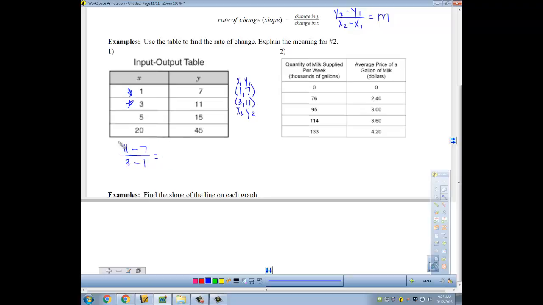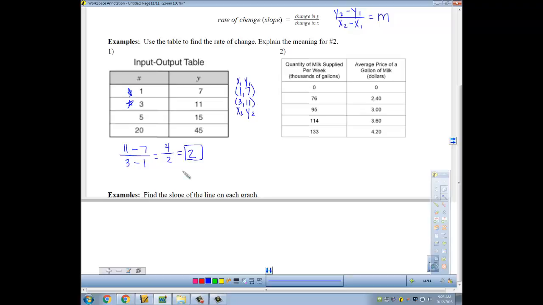If for some reason you subtract them in the other order, that is perfectly fine. So if you did 7 minus 11 over 1 minus 3, that is fine. Just make sure you don't do 7 minus 11 over 3 minus 1. Whatever coordinate you start with for your very first number is the coordinate you need to start with for your denominator as well. So notice 11 and 3 come from the same coordinate and 7 and 1 come from the same coordinate. Anyway, 11 minus 7 is 4, 3 minus 1 is 2, 4 over 2 is 2. So the slope is 2.